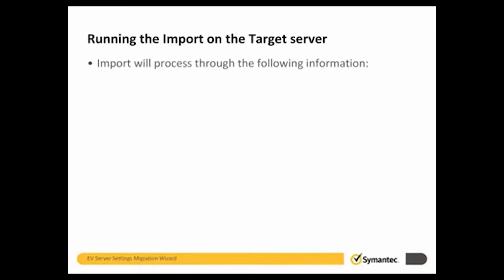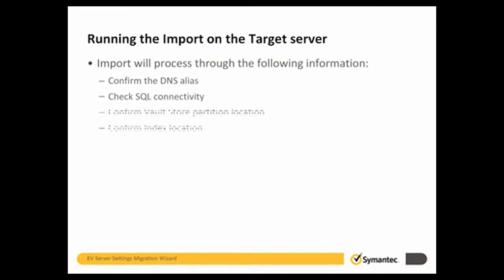The import process will perform the following checks and return the results with either a success or failure. If a failure is detected, the migration will not proceed until the item can be verified. Updates can be made, and then the option to retry verification can be run until no failures are detected. It will first confirm that the DNS alias has been updated to point to the target server name. It will check the SQL connectivity for the EV databases, confirm the Vault Store partition location and index locations are available. At this time, the locations can be changed if they are different from the source EV server.